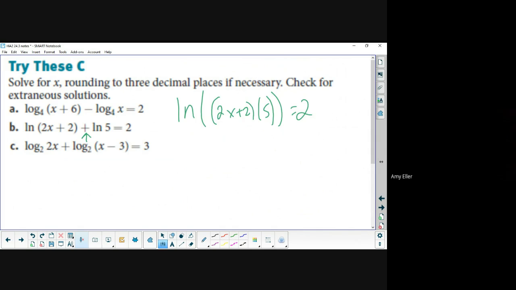Go ahead, complete B and C. You don't need to look up because you can check your own work by plugging in your answer. I'm not gonna look up.